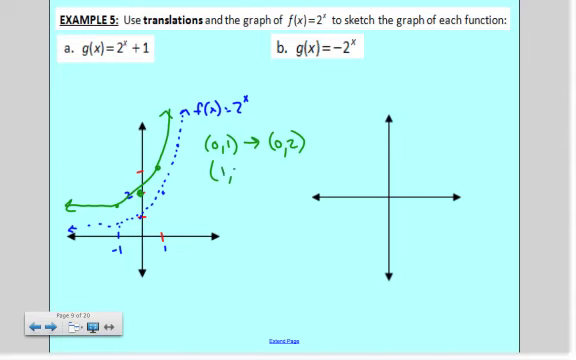When x was 1 on this, the y coordinate was 2. So now it's going to be the point 1 and add 1 to the y coordinate. Now, if you actually think about your transformations this way, when we get to some graphs that are a little more complicated, this is the easiest way to think about them.